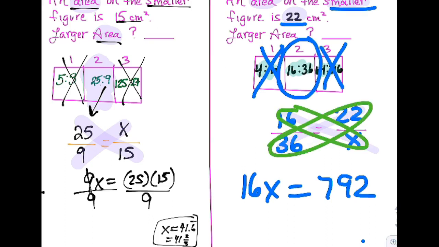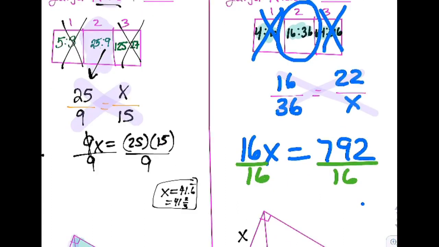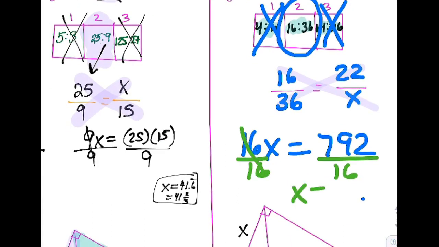16x equals, I believe, 792. Divide both sides by 16, and you will get x equals 49.5.